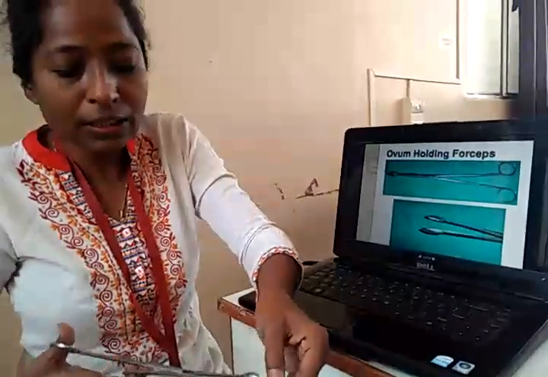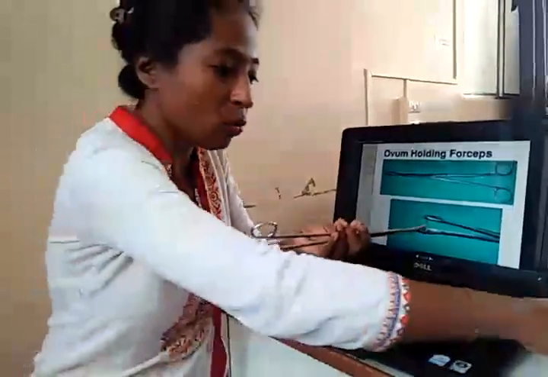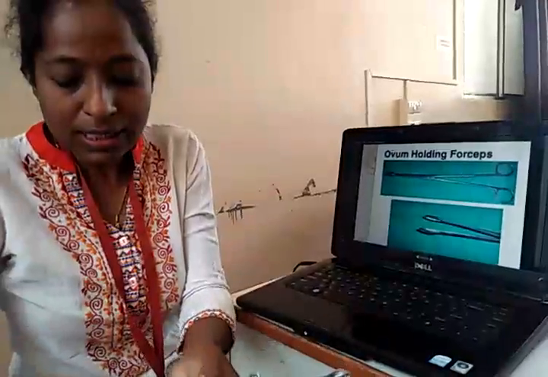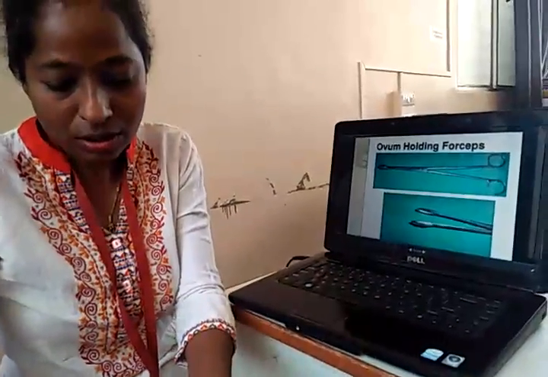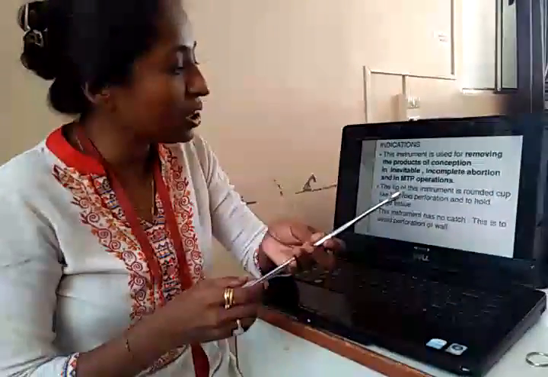The front part is the oval part without a catch holder. What is a catch holder? What we saw in the previous instrument, that is at the back of the forceps. This is the catch holder, which is absent in the ovum forceps. Now, what are the uses of it?